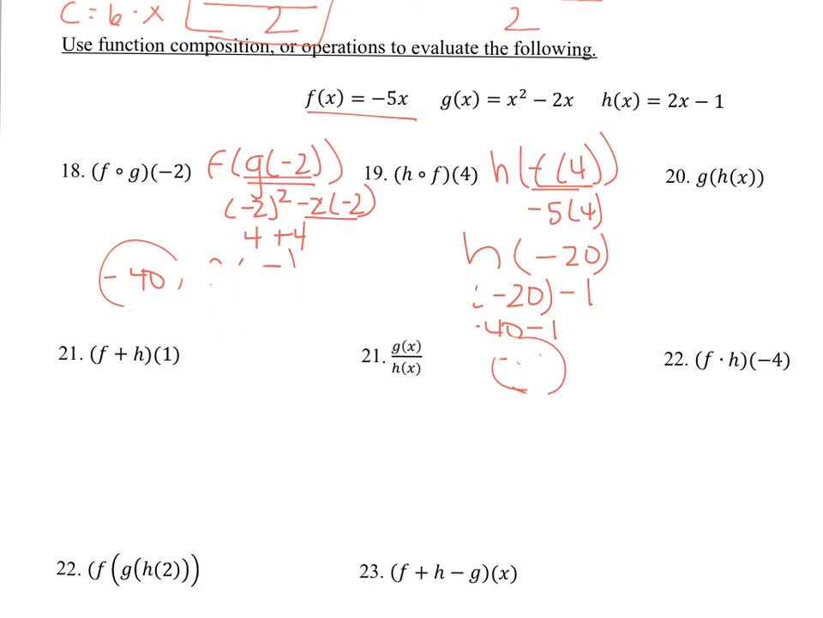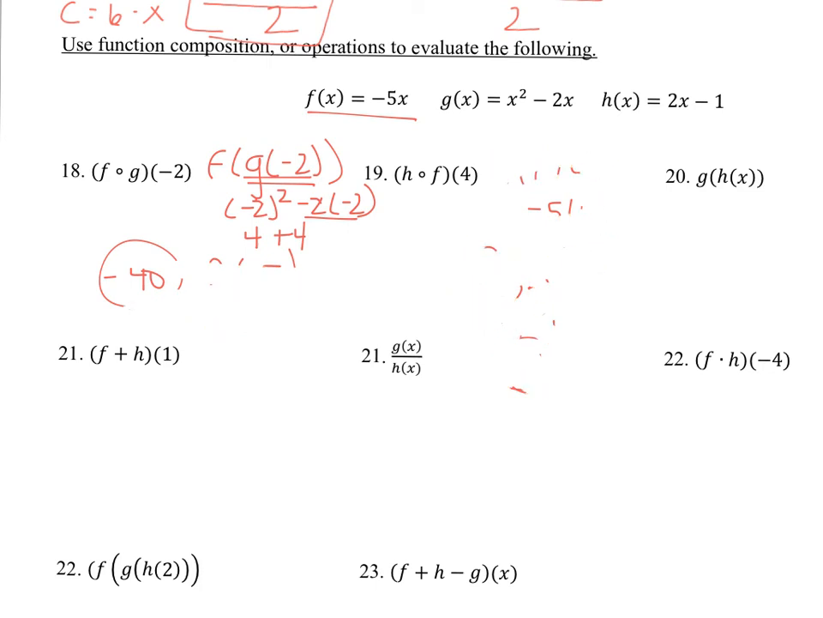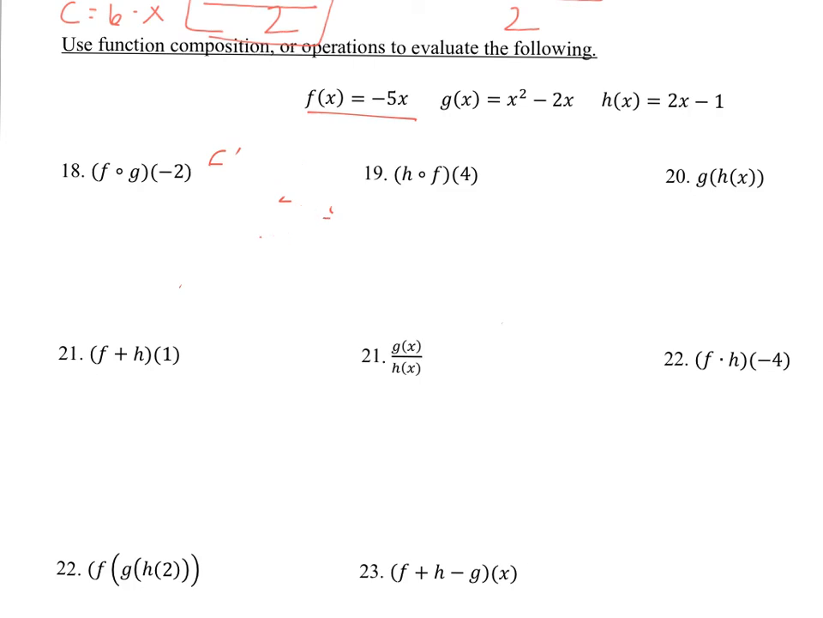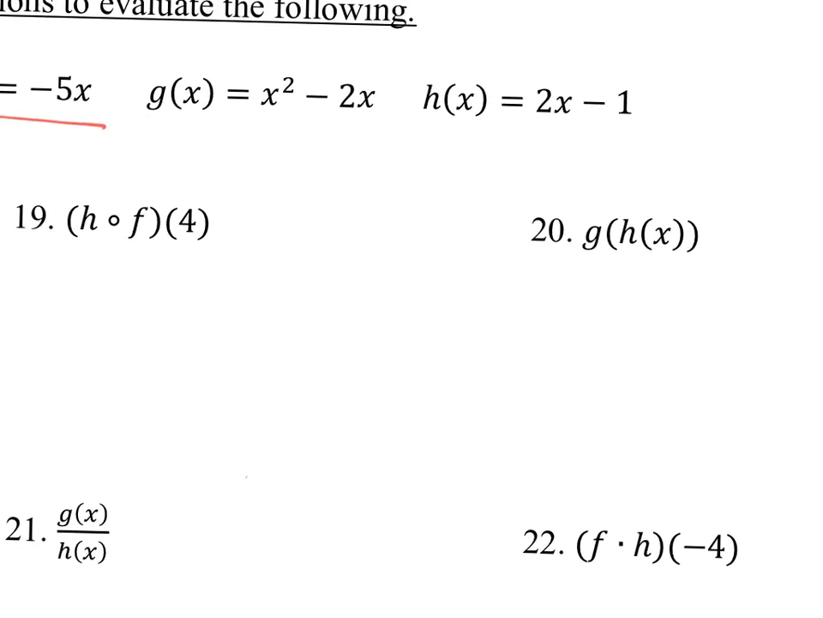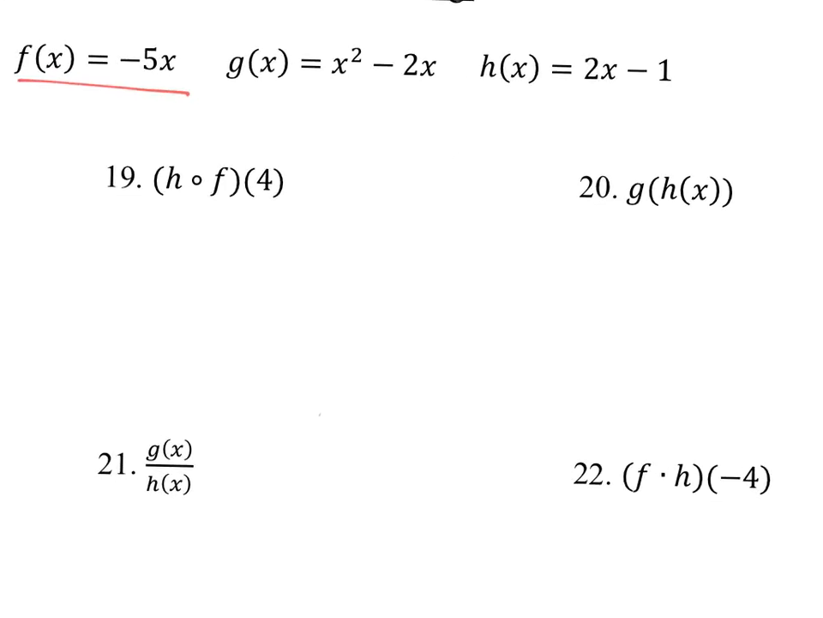If I look at the next one, number 20, g of h of x. So I'm going to go ahead and plug in h of x into g of x. So h of x, which is 2x minus 1, I'm going to plug that into g. So in g, every time I see an x, I plug in 2x minus 1. So (2x minus 1) squared minus 2x, which is (2x minus 1).